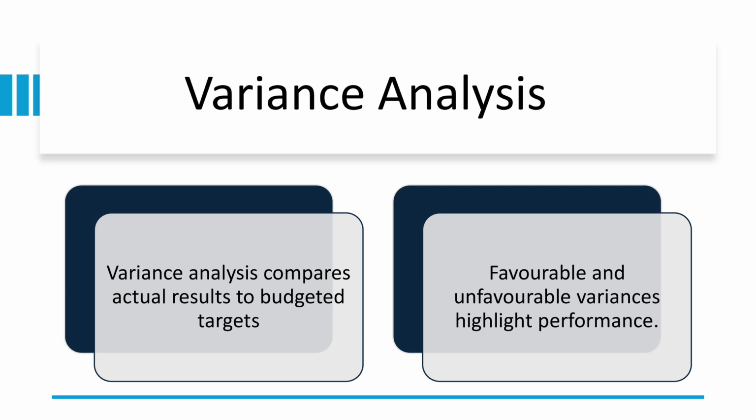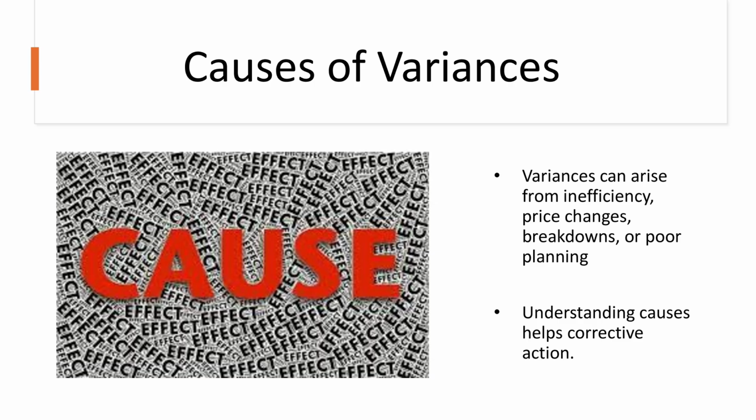Next, we are going to look at causes of variances. Causes of variances include 1, inefficient use of materials. 2, machine breakdowns. 3, incorrect budgeting. 4, unexpected price increases. And 5, poor supervision or planning. Variance analysis allows supervisors to identify problems early and to take corrective action.